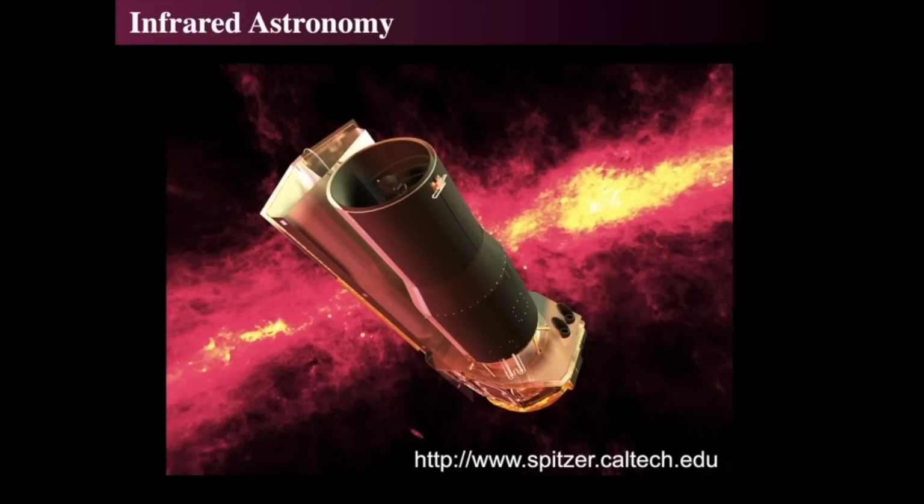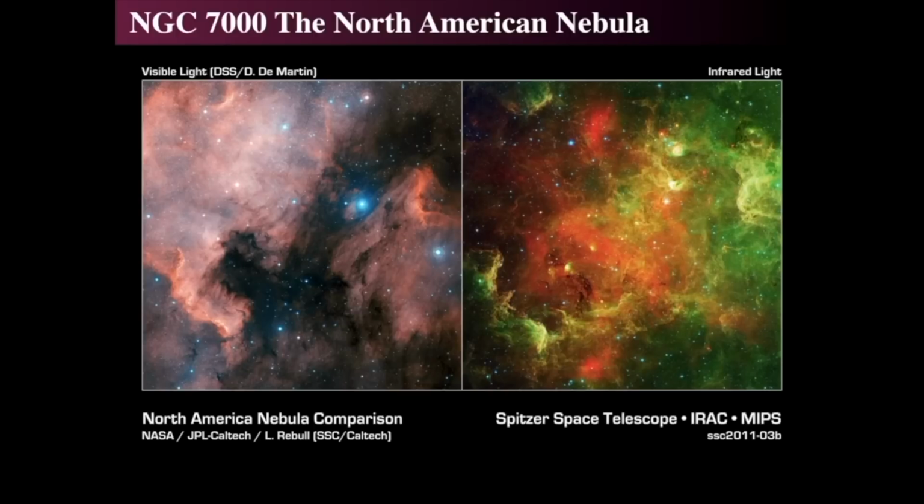But one of NASA's great observatories, part of their great observatory system, was the Spitzer Space Telescope. And the Spitzer Space Telescope was a dedicated infrared telescope, and it took enormously amazing images. We can see the difference between the visible light and infrared images on the right of the North American Nebula, which is in the summer sky.